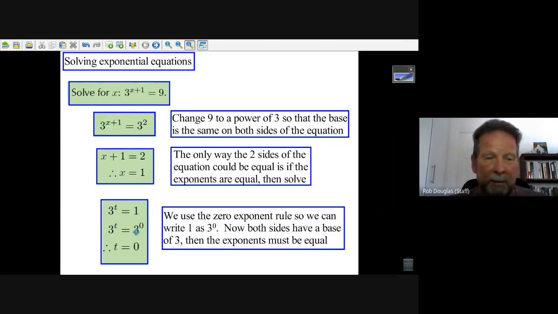Here's an important trick that they use sometimes. You get 3 to the t equals 1, and you're wondering, how do I make the same base? But the trick is anything to the 0 power is 1. That's the 0 exponent rule. So instead of 1, we write it as 3 to the 0. So we make the base the same: 3 to the t equals 3 to the 0. Then the only way these can be equal is if the exponents are equal. So t equals 0 is the solution.